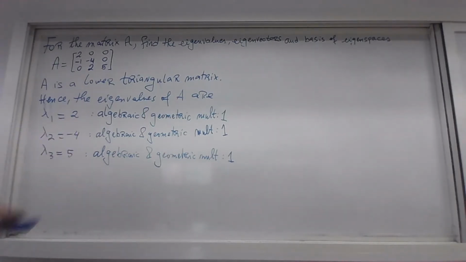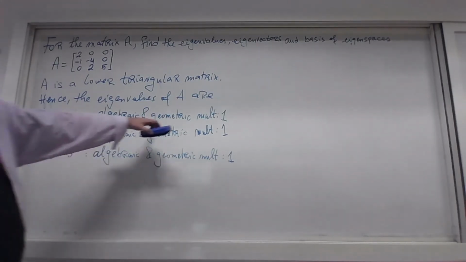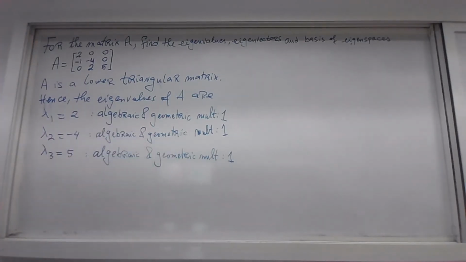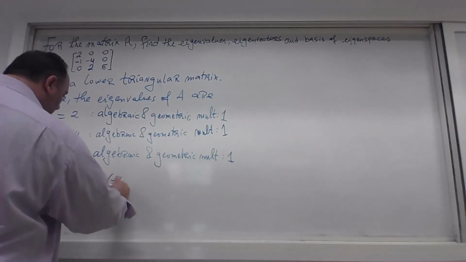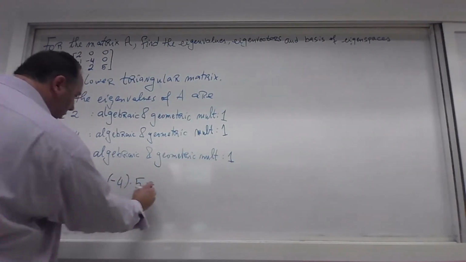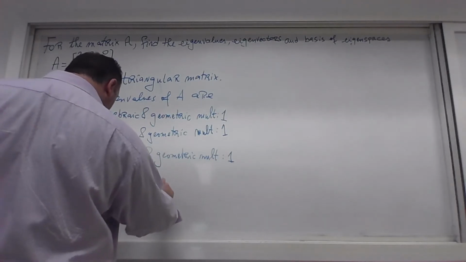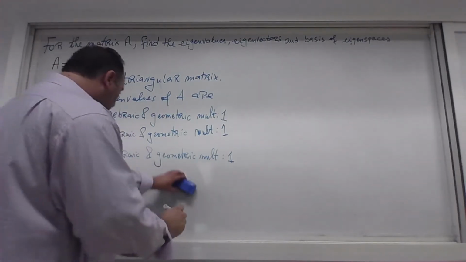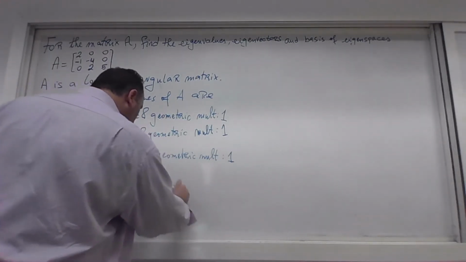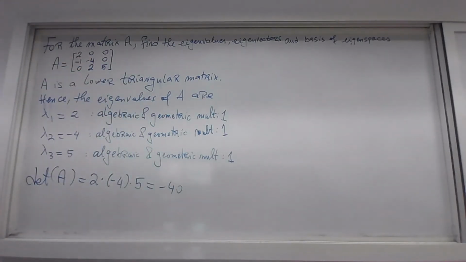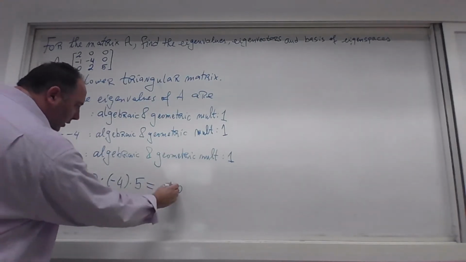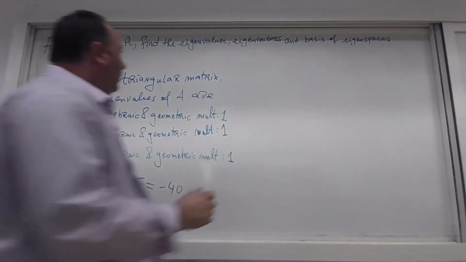And since the algebraic multiplicity is 1, the geometric will be 1 also. So I know that immediately. So that's fine. All the knowledge is there. So what is the determinant of this matrix? Well, it's the product of all eigenvalues. Ta-da! So it is minus 80, right? 20, 40, minus 40. Okay. Well, we could have it here also. It's the same. But I just want to stress that the determinant is the product of all the eigenvalues.